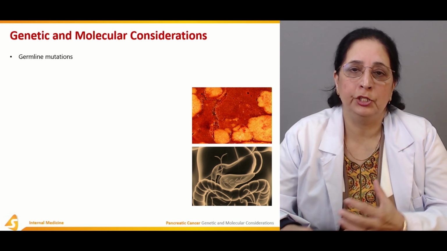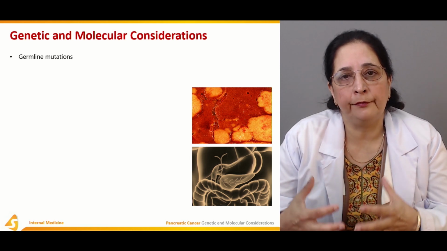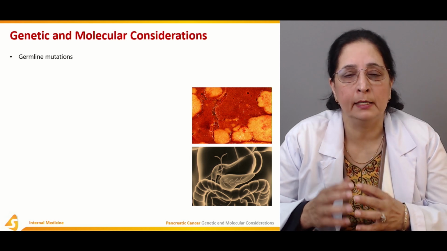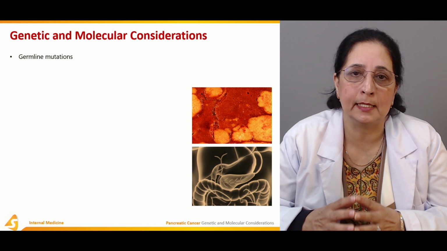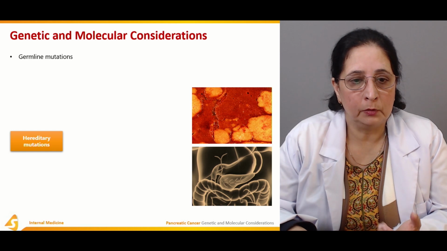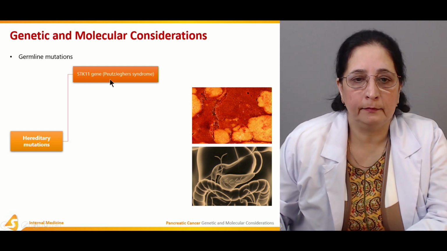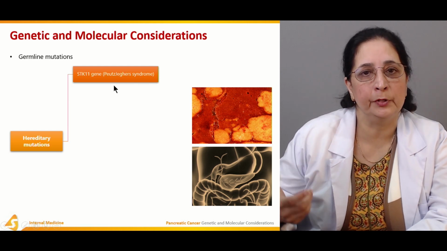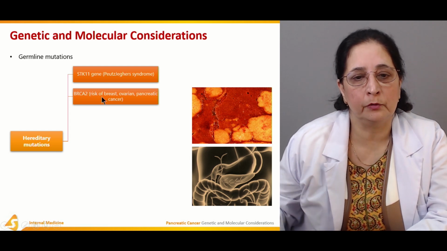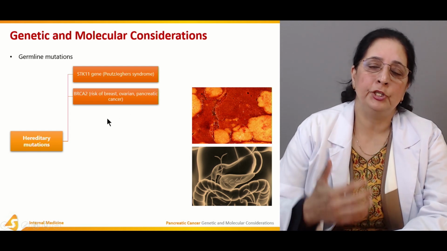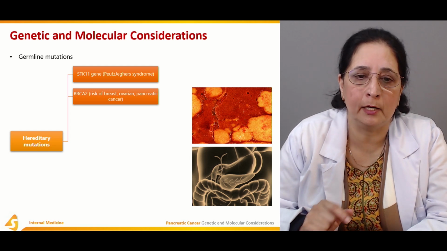Some germline mutations. Germ cells are the cells responsible for the development of the different organs during the embryonic stage, so any mutation in those germline cells can also lead to pancreatic cancer. These hereditary or germline mutations include the STK11 gene, associated with Peutz-Jeghers syndrome. Then we have BRCA2, which carries risk of breast, ovarian and pancreatic cancer. This germline or hereditary mutation can be associated with pancreatic cancer along with breast and ovarian carcinoma.